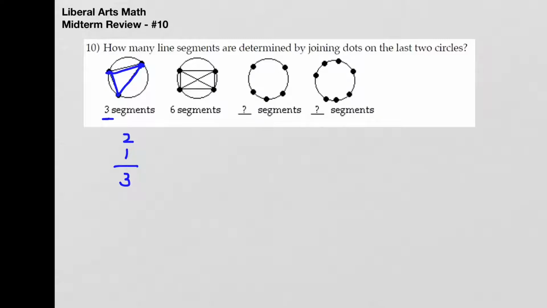Now in my next figure, I'm going to do the same thing. 1, 2, 3. Okay. 1, 2, and then 1, and that completes the whole thing, and that gives me 6.